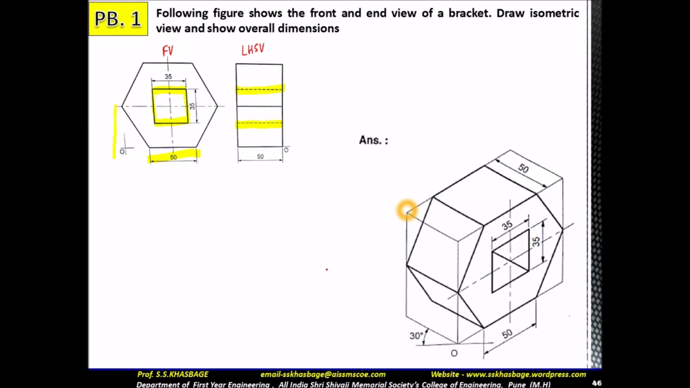So for this particular problem, whenever we are going to draw the isometric axis, this particular direction of this view is the front view, and this particular view is the side.